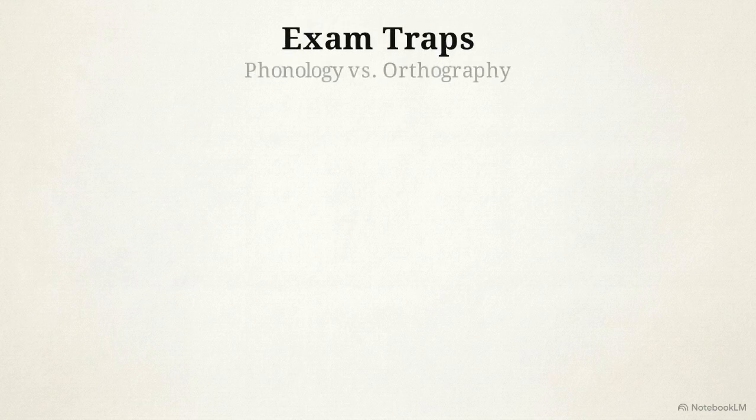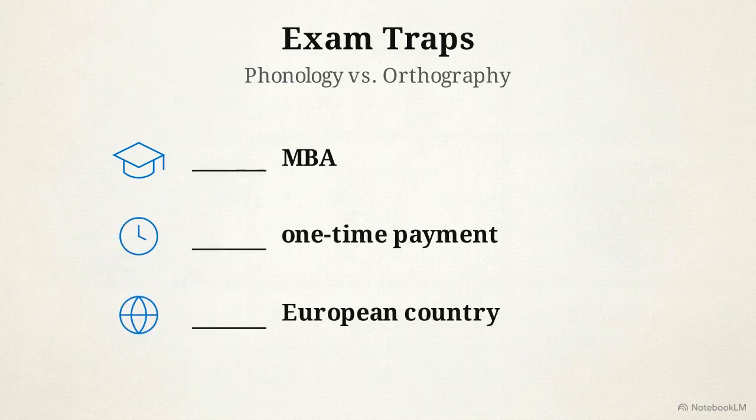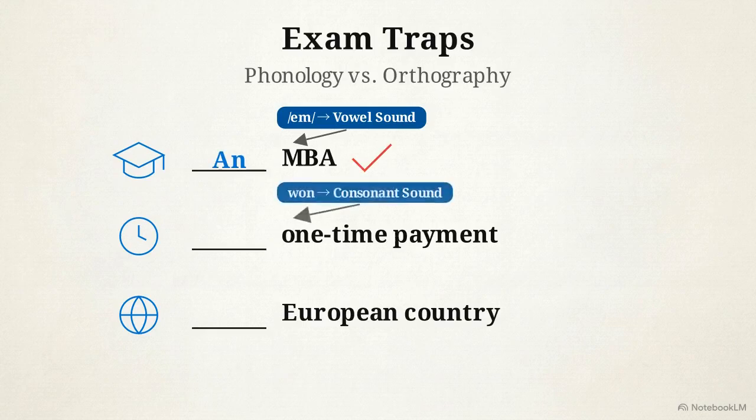Consider these three standard exam traps. Fill in the blank for the following: blank MBA, blank one-time payment, and blank European country. The correct answers are an MBA, a one-time payment, and a European country.